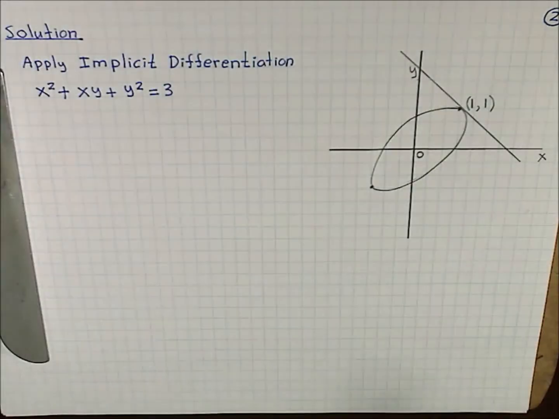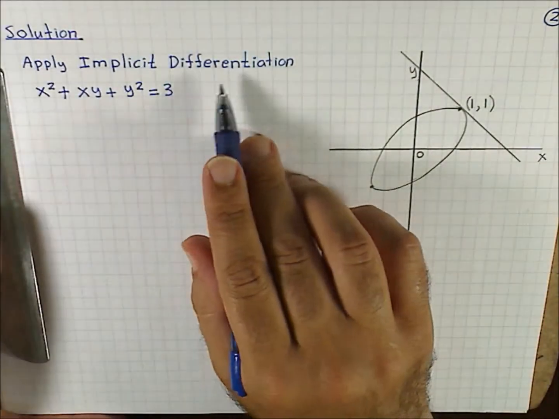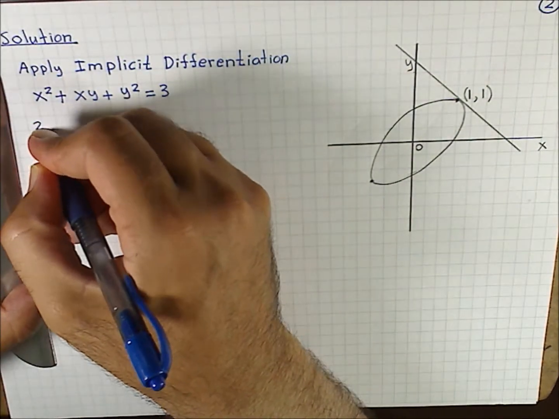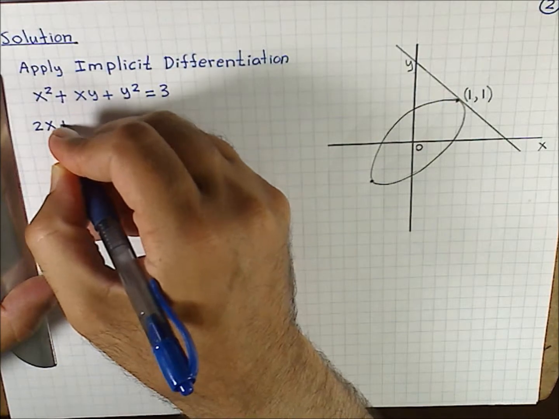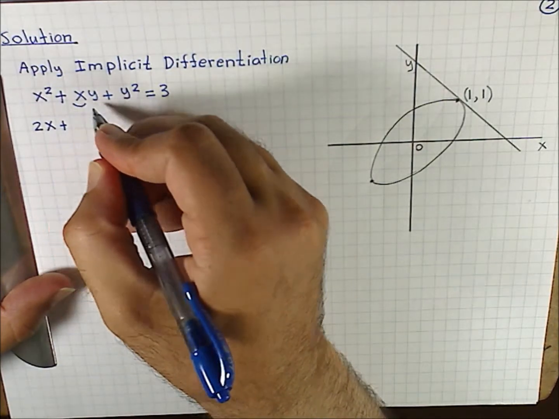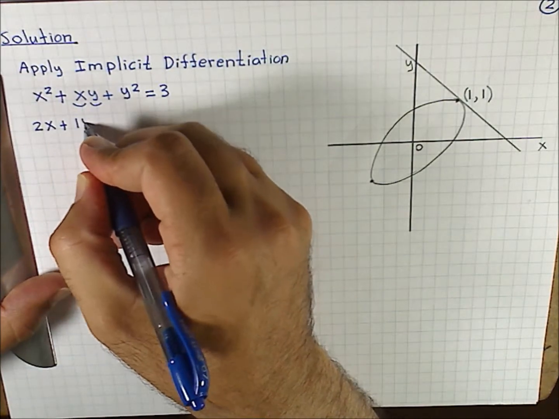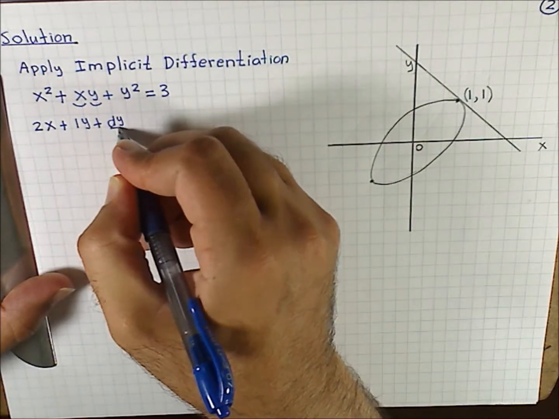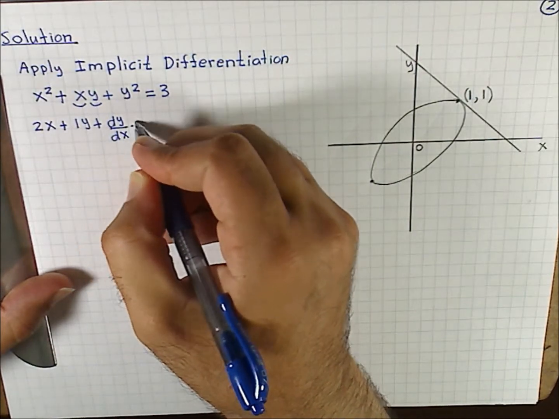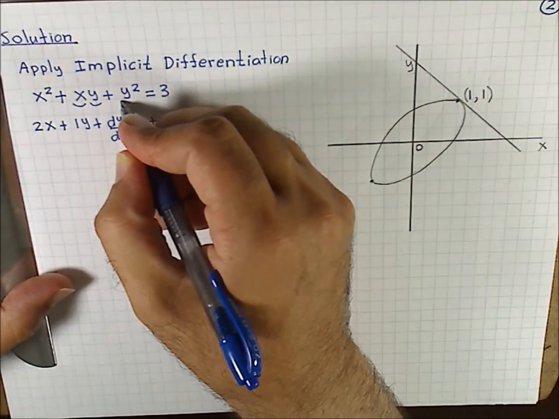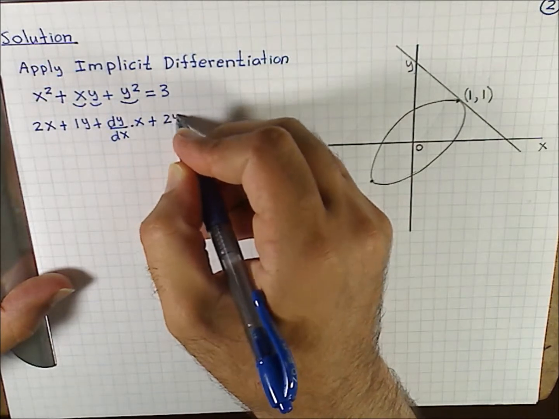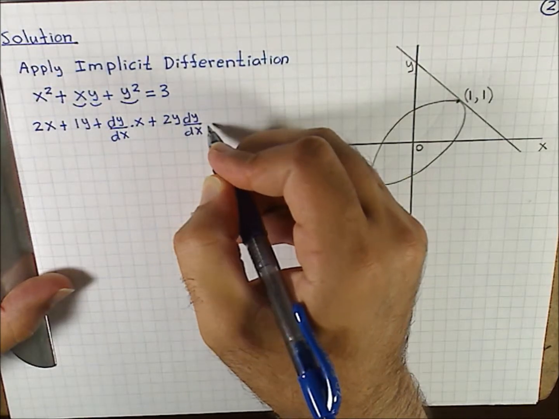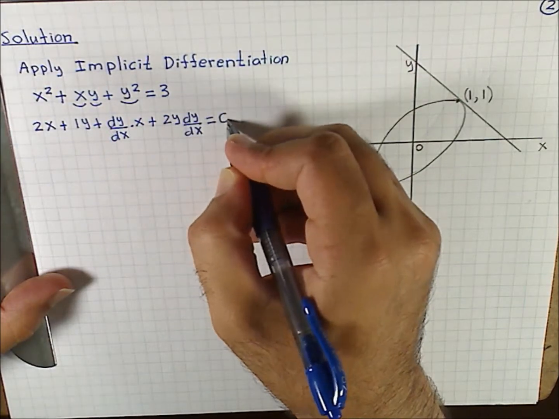Alright, let's begin the solution. Apply implicit differentiation to both sides. So the derivative of x squared is 2x, plus, apply the product rule here. The derivative of x is 1 times y, plus the derivative of y is dy/dx times x, plus differentiate y squared, that's 2y dy/dx. And the derivative of a constant is just 0.